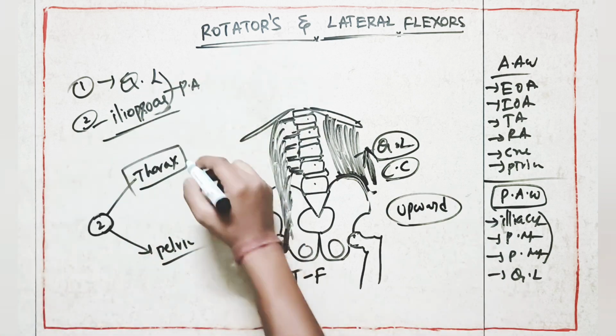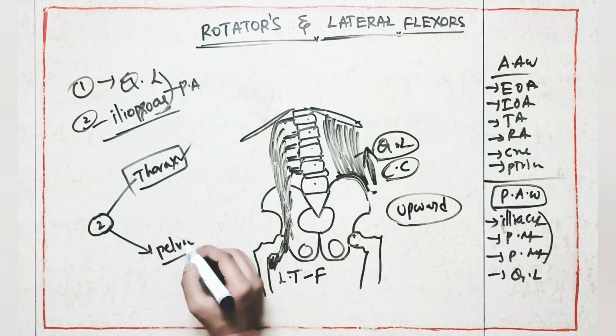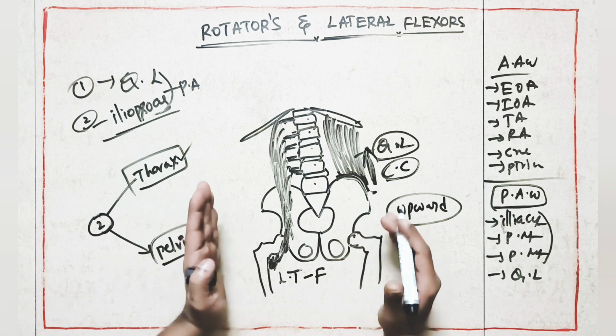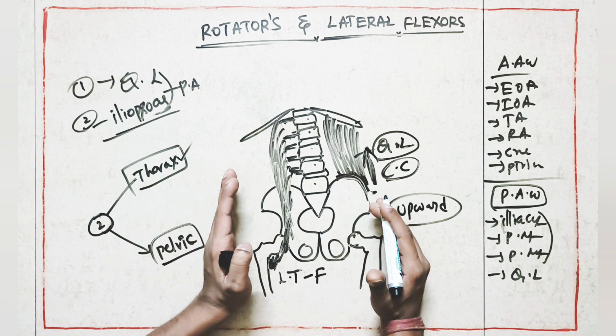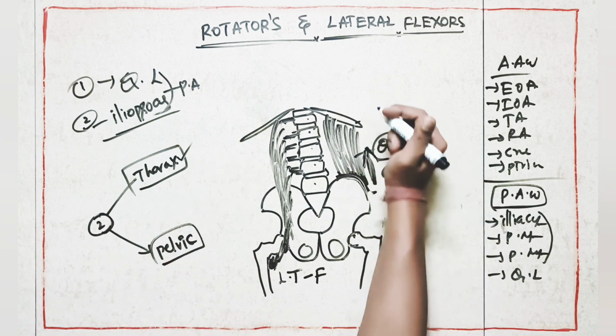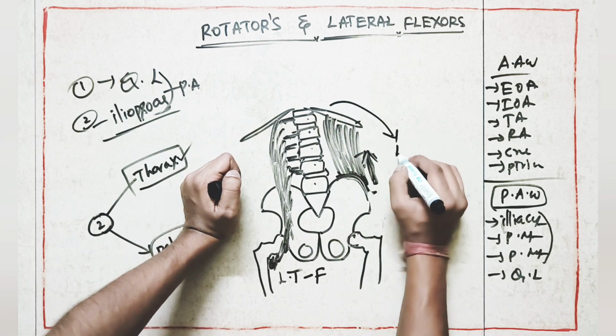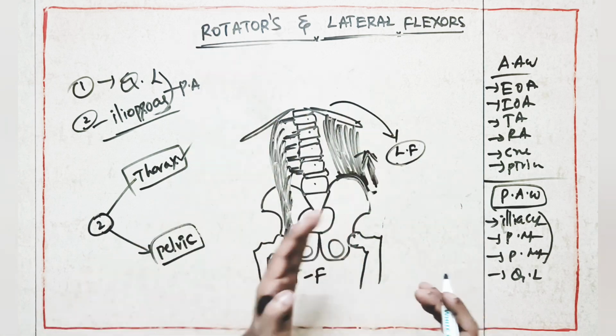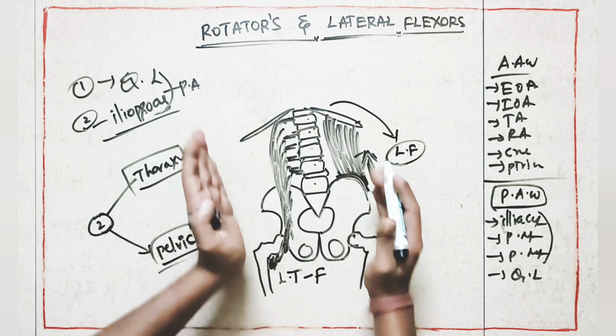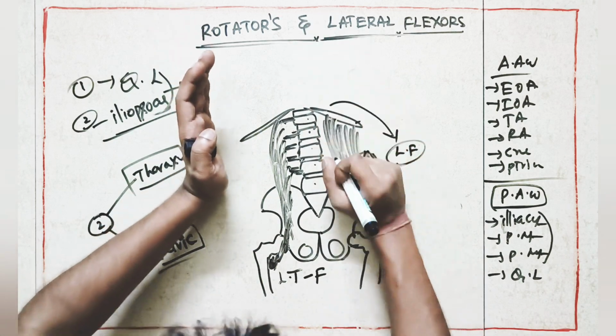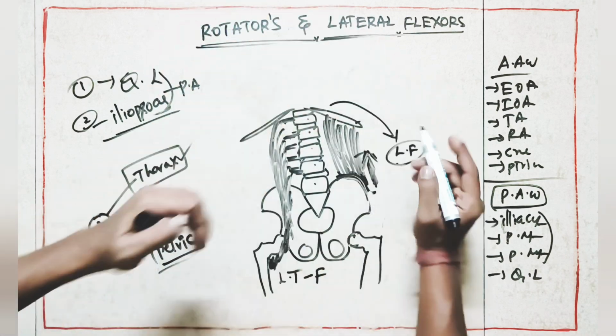Then suppose the pelvis is fixed, someone is fixing the pelvis, or otherwise in standing position the pelvis is fixed. At that time, if it is going to contract like this, what will happen, it is going to create the lateral flexion. So if it contracts when the pelvis is fixed, the upper thoracic segment, because of this contraction, will move to this side, that is lateral flexion.